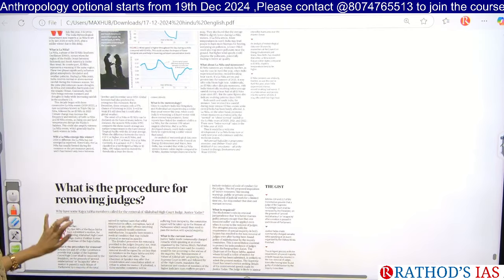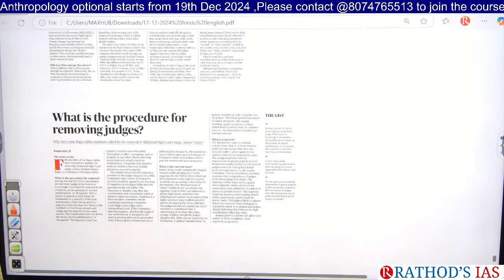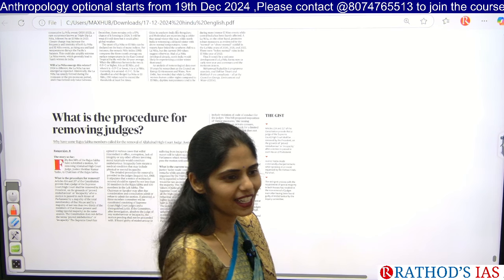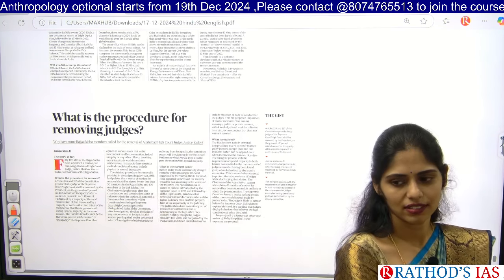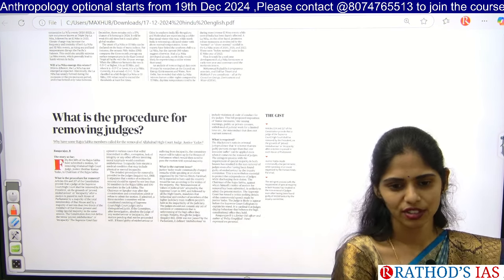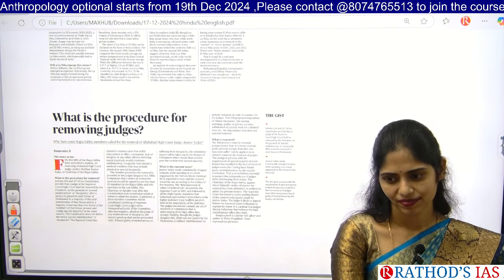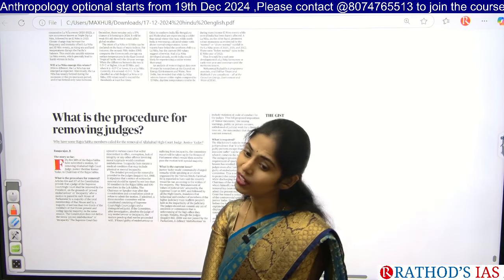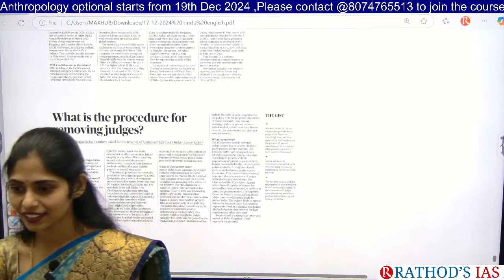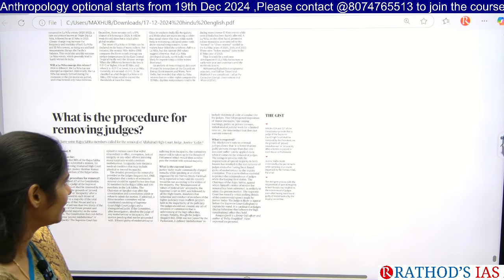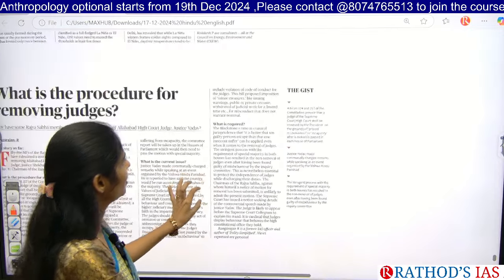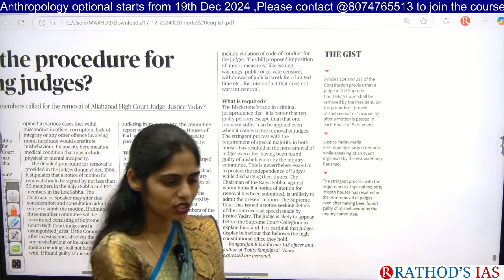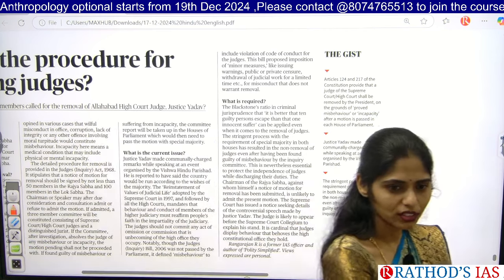Yeah, see this article. What is the procedure for removing judges? Tell me about articles related to the Supreme Court judges. 124 to 218. So actually, why is this removal of court judges in use? Because of the Allahabad High Court.